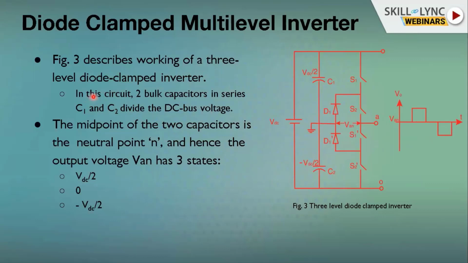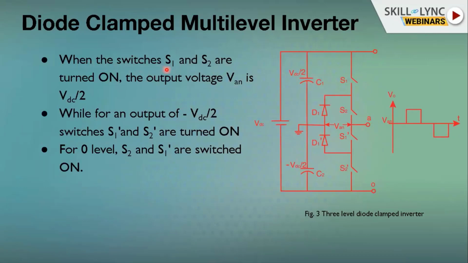So in this circuit, as I said, 2 bulk capacitors in series, C1 and C2, will divide the DC bus voltage. The midpoint of the 2 capacitors is the neutral point, and hence the output voltage VAN will have 3 states. You can have VDC by 2, minus VDC by 2, and the neutral itself, 0. Now here, when you want to have neutral, have S2 and S1 dash on. Thereby, you're feeding the neutral to here, and hence the name neutral point multi-level inverter.